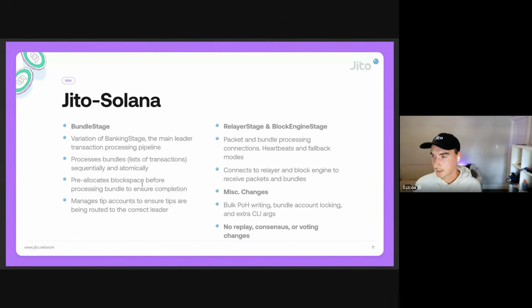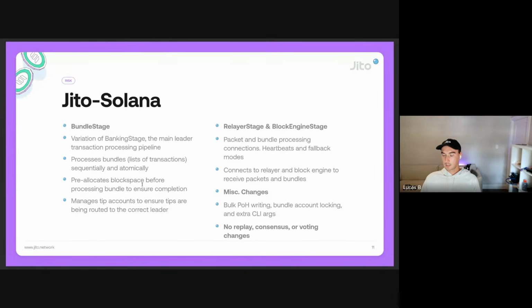Two other things in there are the relayer stage and the block engine stage. Right now we send the bundles and packets over a gRPC connection, so these stages just manage connections to the relayers and block engines. There's a lot of heartbeats and fallback modes. For instance, if the relayer goes down and the validator misses a heartbeat, after 1.5 seconds it will disconnect from the relayer and tell the network to start sending it transactions instead of the relayer. Then it will try to reestablish the connection and do the handshake.